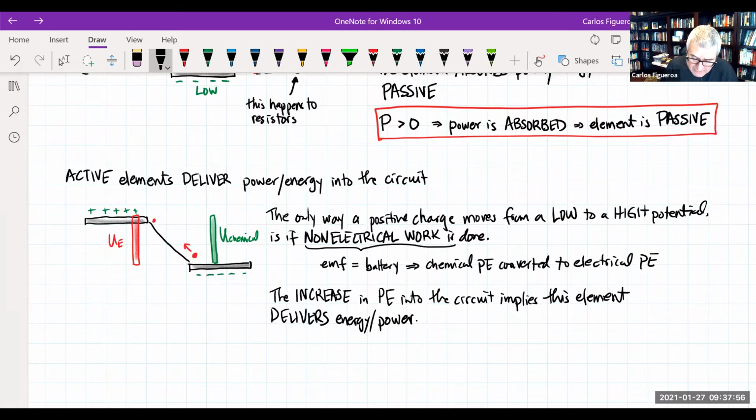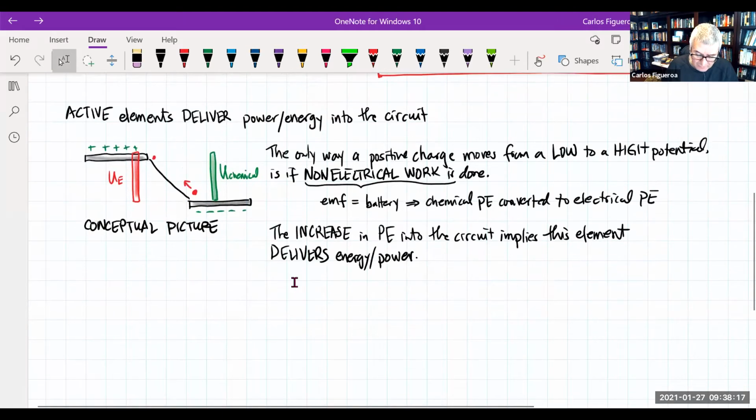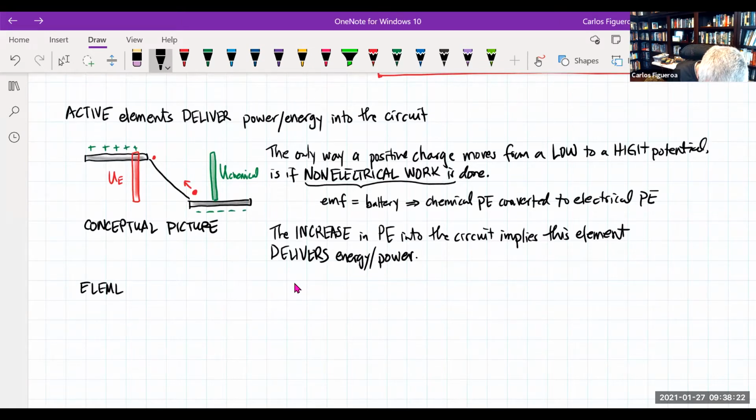So now when I look at the element picture, right, we don't care about the conceptual picture. So what I just drew here was a conceptual picture. But in circuits, we really don't care about the conceptual picture. What we care about is the element picture. And in the element picture, we have two terminals.